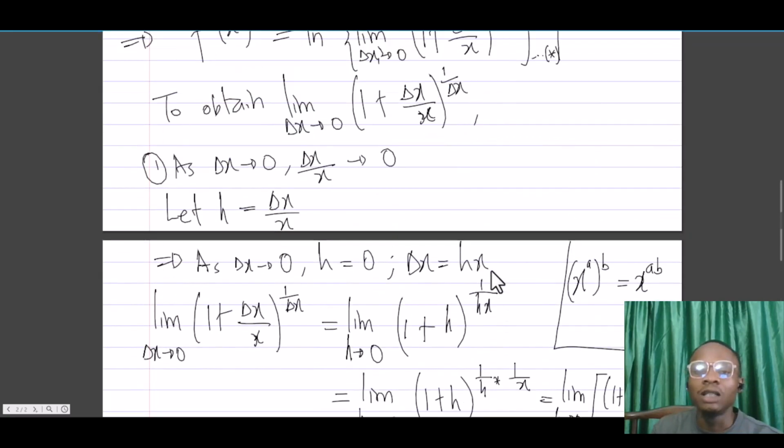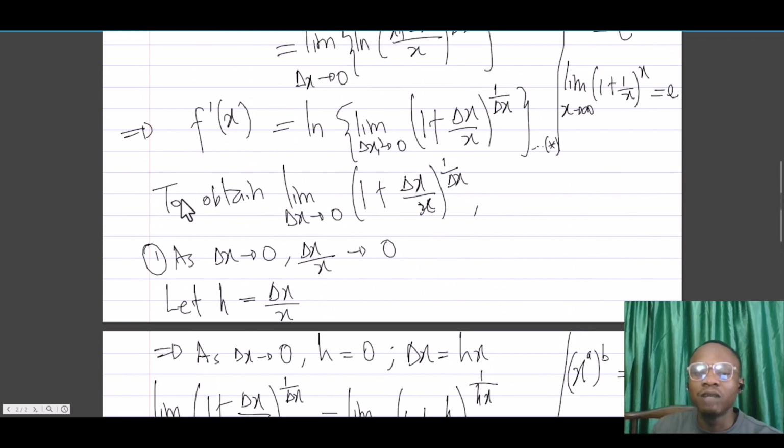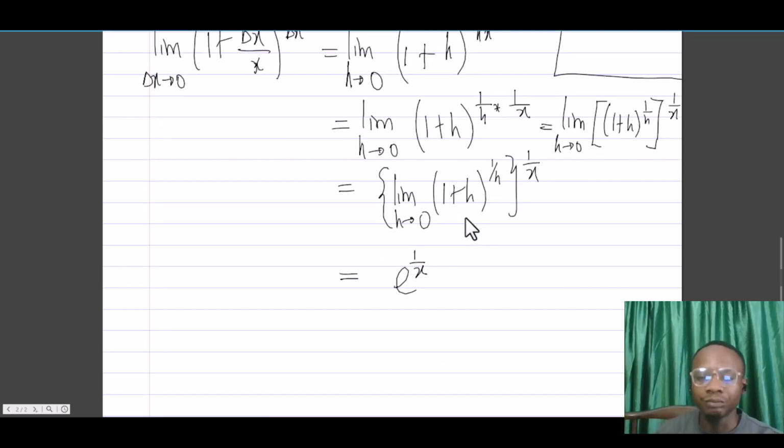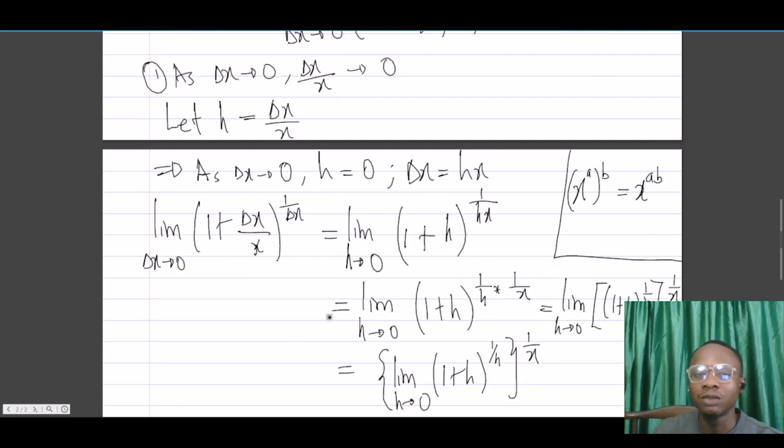Okay, and now that means we have obtained this limit, so we can go back to equation star and substitute the results we just obtained right here. So we can now say that, therefore, continuing from equation star, it will follow that f prime of x is equal to, so let's go back to equation star.